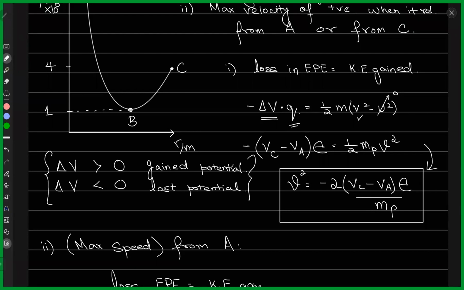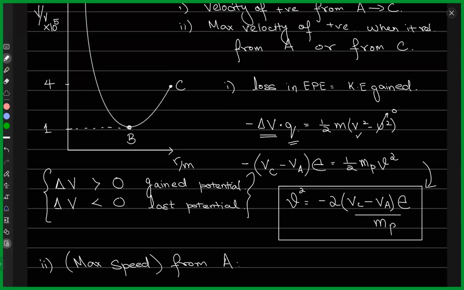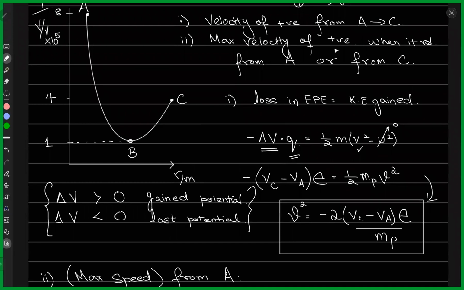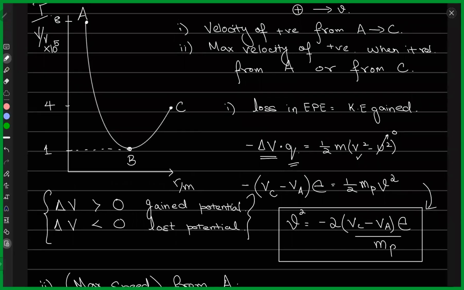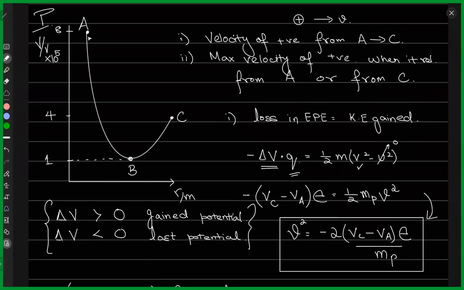Okay, so that's the first part of the problem. The second part of the problem is to figure out the maximum velocity of the positive charge when it was released from A. And then the other thing is to compute the same maximum velocity if it was released instead from C.